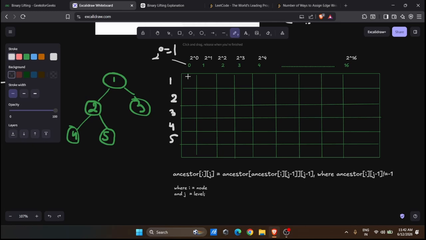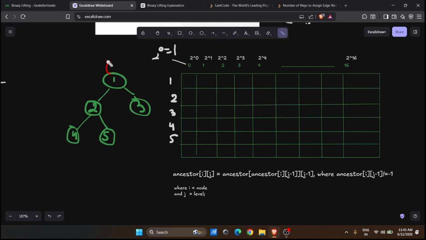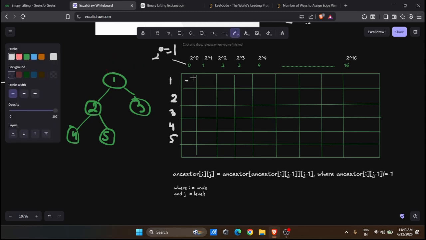Okay, now let's fill it manually. Node 1's level 1 parent is -1, 2's level 1 parent is 1, which you can see in this example. For 3 it is 1, for 4 it is 2, for 5 its parent at level 1 is 2. Now filling the level 2 parent of 1, which we are going to fill with this formula.